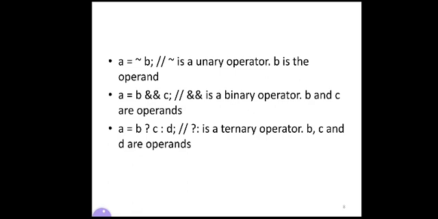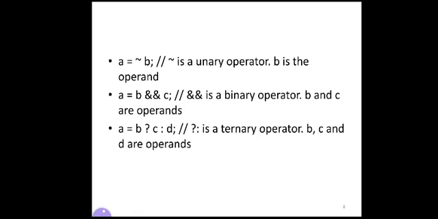Second example, A is equal to B double AND C. Observe here the difference between the first example and the second example. In the first example, we have only one operand B, whereas here in the second example, we have 2 operands, B and C. These are operands. In between, again, there is a single operator. Double AND is a single operator here, remember.